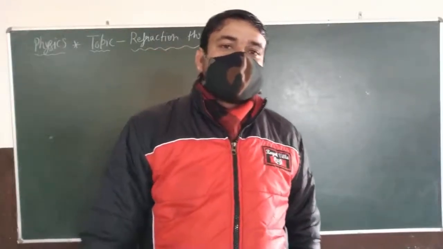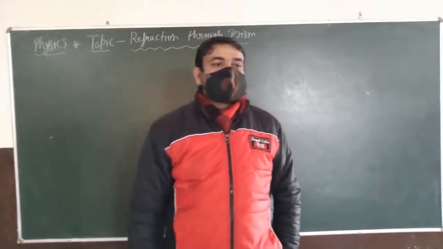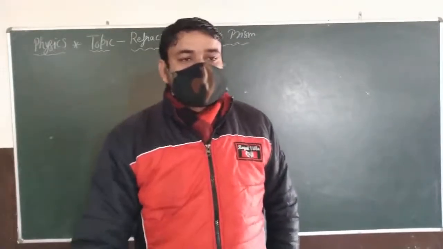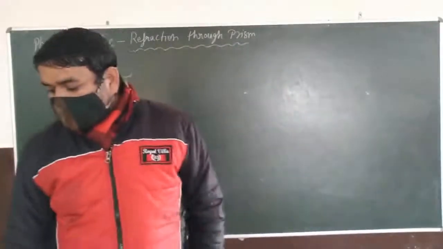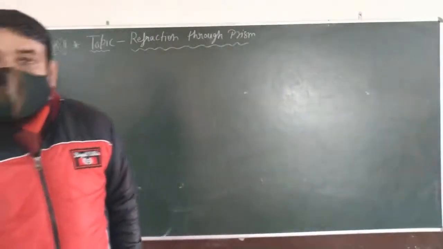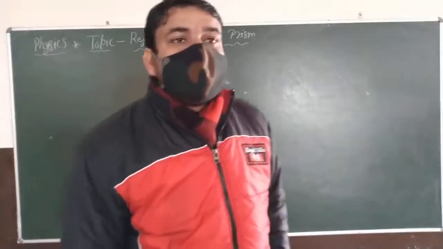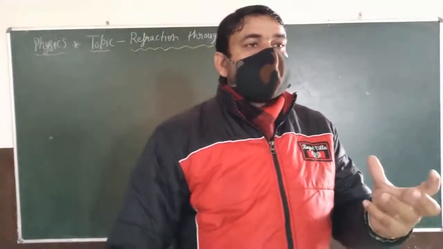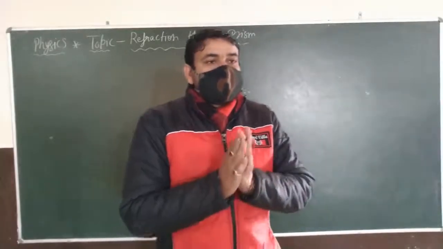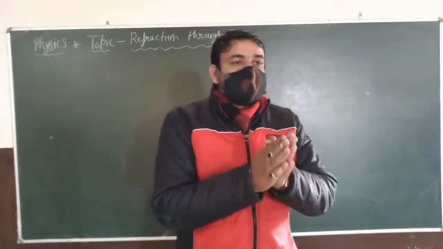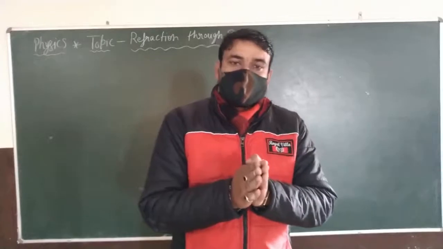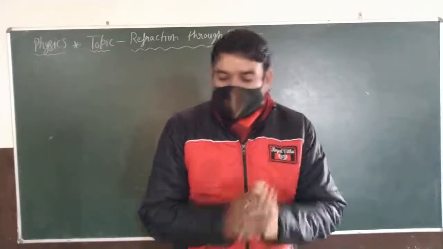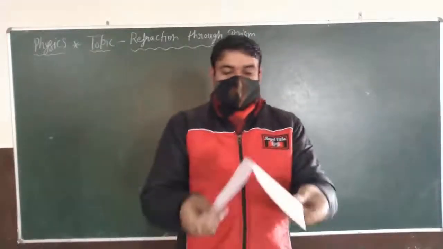In class 12 physics, our today's topic is refraction through prism. First we will discuss what a prism is. A prism is a transparent material which has five faces. Three faces are rectangular and two are triangular, like this.